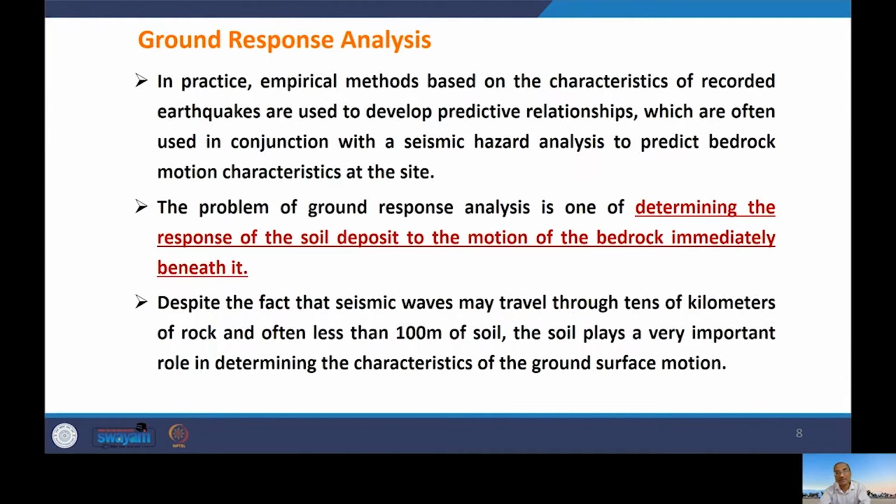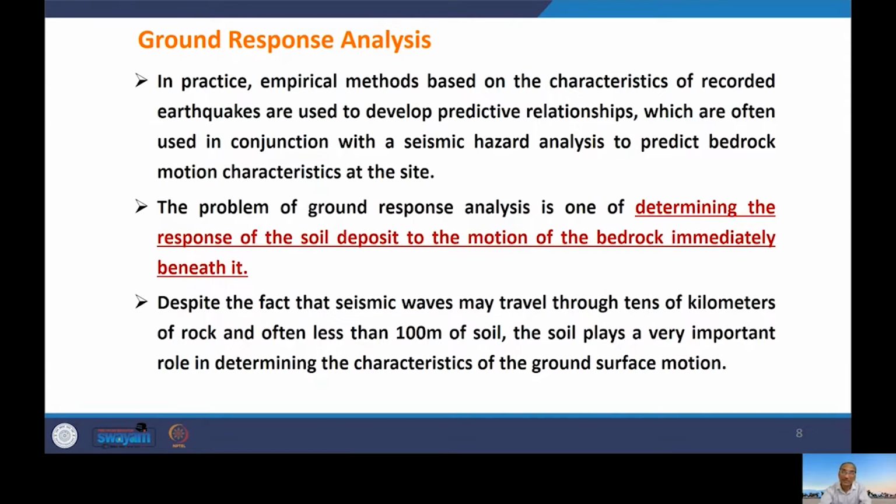Despite the fact that seismic waves may travel through tens of kilometers of rock and often less than 100 meters of soil, the soil plays a very important role in determining the characteristics of the ground surface motion. The earthquake source is basically a focal point, and the focal point is at a depth of several kilometers. Even if you consider a shallow depth earthquake, it could be 5 kilometers, 7 kilometers. In case of moderate or intermediate earthquakes, it could be more than 20 kilometers, or even a focal depth in some cases of more than 100 kilometers.